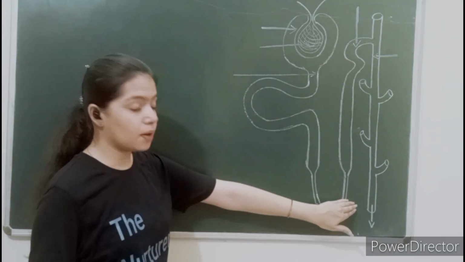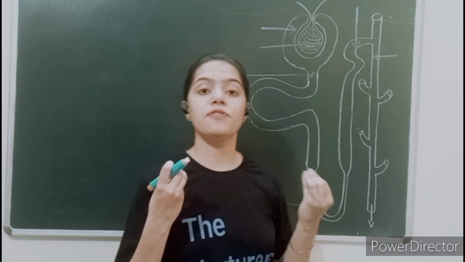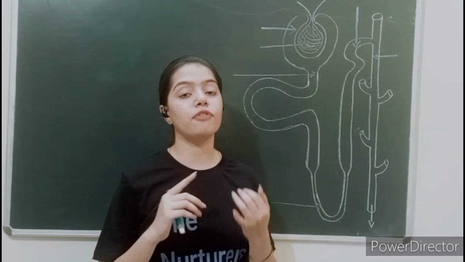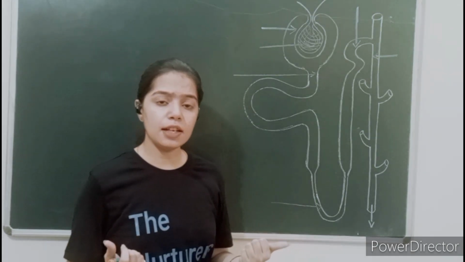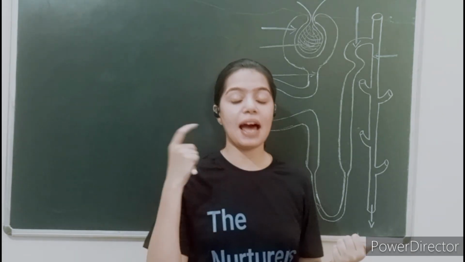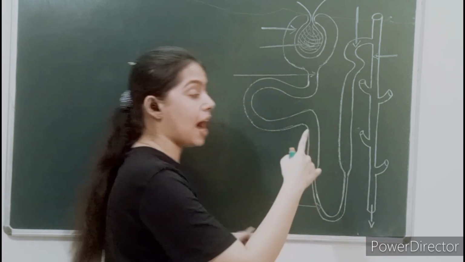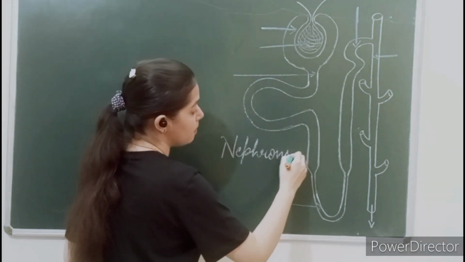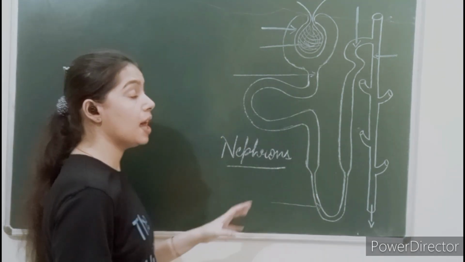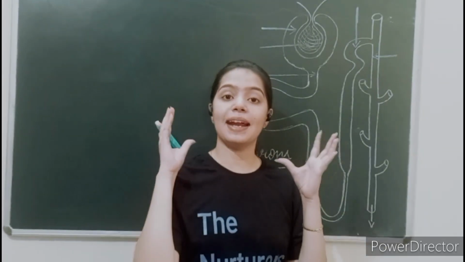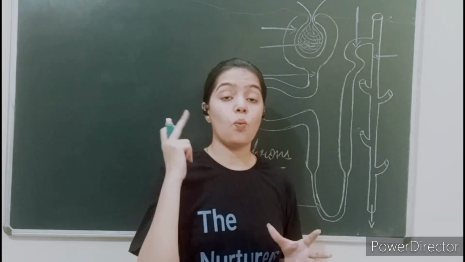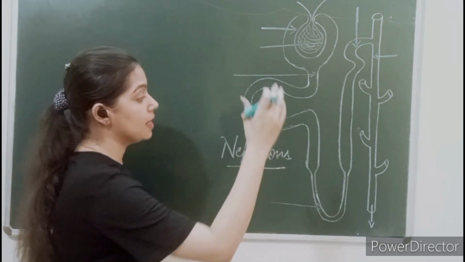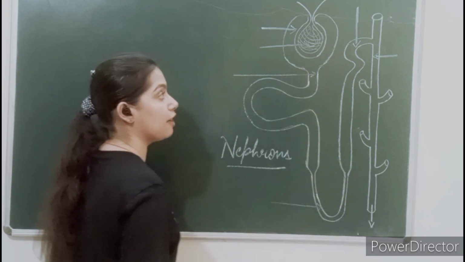You know that our body is made up of cells, and cells are the basic structural and functional unit of any living organism. Similarly, for a kidney, the structural and basic unit are these nephrons. What are these called? Nephrons. There are millions of nephrons in the kidney, and this is the structure of the nephron.